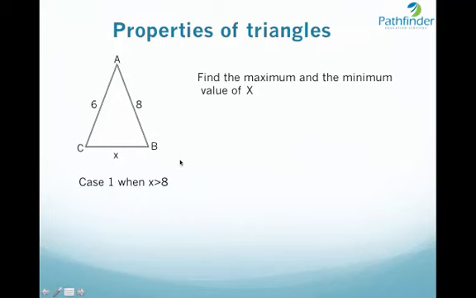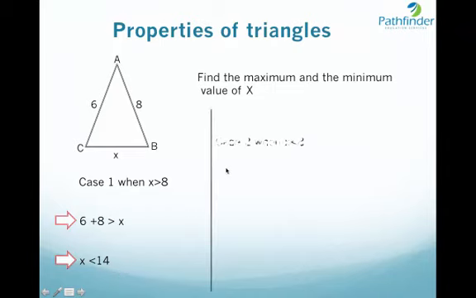So when x is greater than 8, the sum of the other two sides, 6 plus 8, must be greater than x. So which means 14 must be greater than x, or x must be less than 14. This is a simple inequality. Case 2, when x is less than 8, we get 6 plus x is greater than 8 and therefore x must be greater than 2.